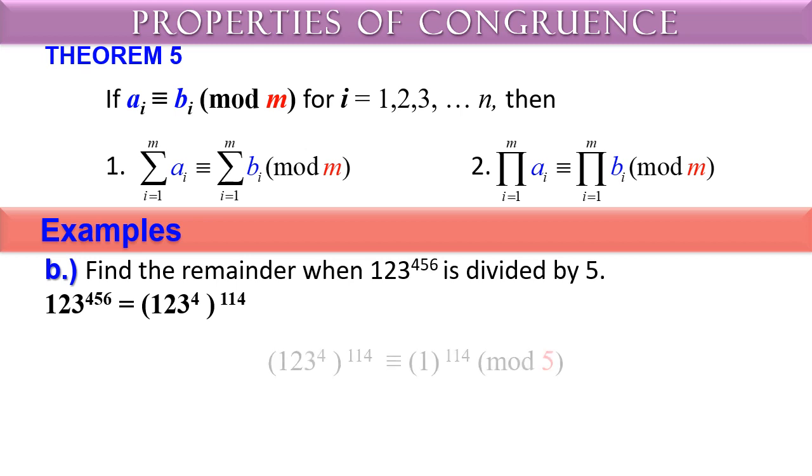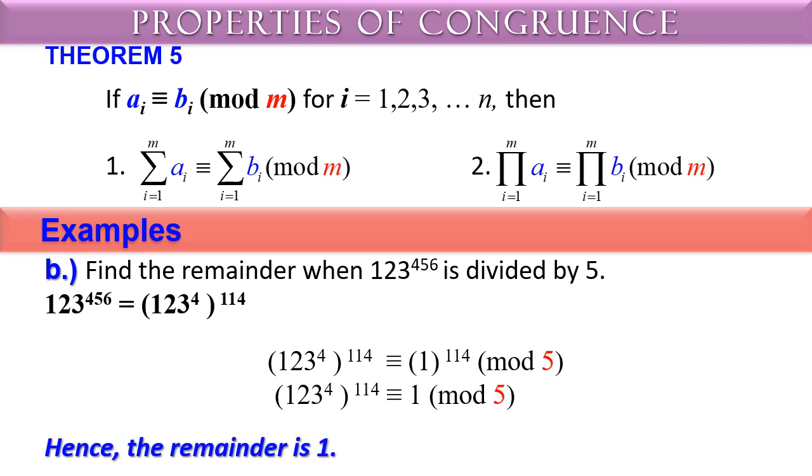Applying the properties of congruence, we will have 123 raised to 4 raised to 114 is congruent to its residue 1 raised to 114 modulo 5. Simplifying it further, we will have 123 raised to 4 raised to 114 is congruent to 1 modulo 5. Hence, we say that the remainder when 123 raised to 456 is divided by 5 is 1.